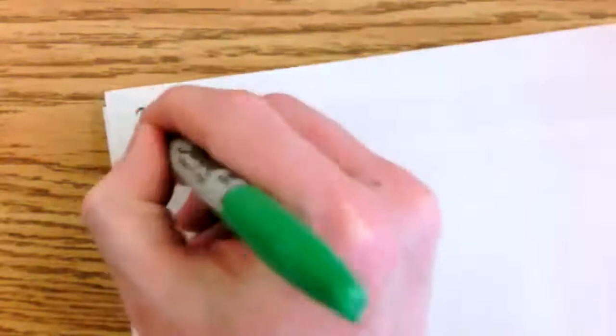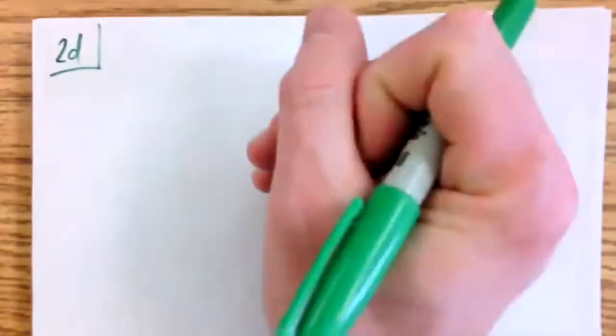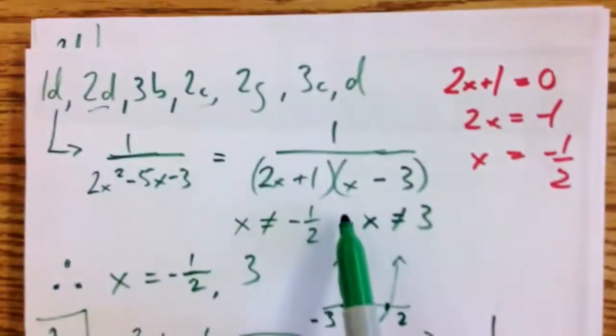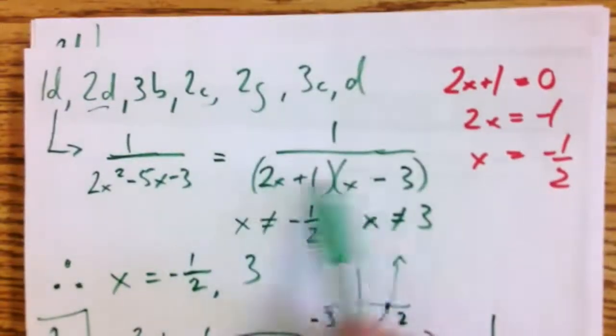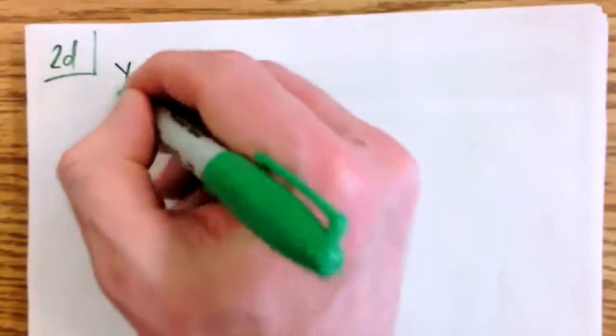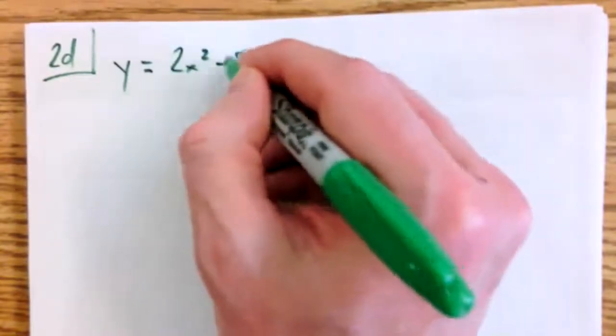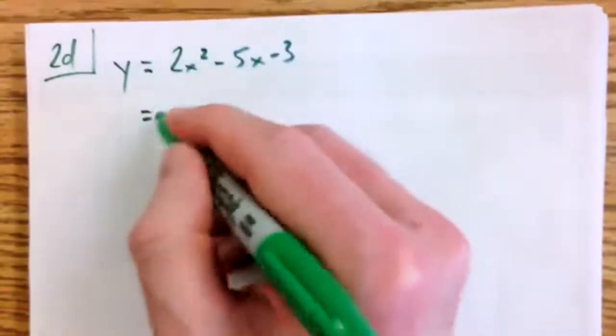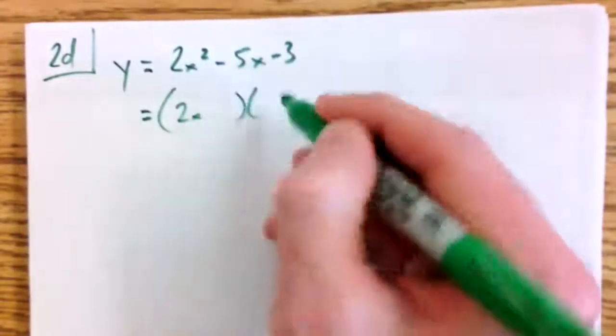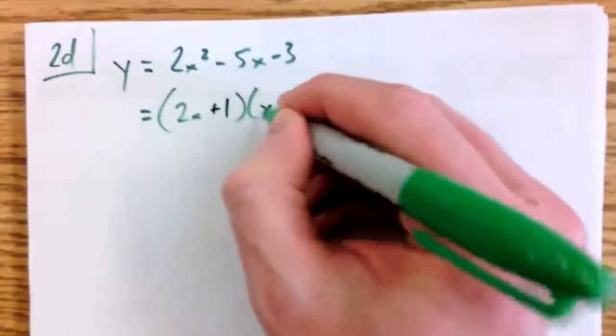Moving along, 2D. Or not. Never mind, that's terrible. 2D. So same general idea. Oh, and this question was actually given to us in 1D. Same general idea. Well, let's write it out. So it was y equals 2x squared minus 5x minus 3. If we factor this, it becomes 2x plus 1, x minus 3.